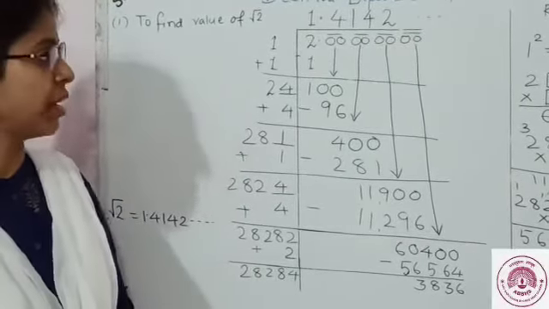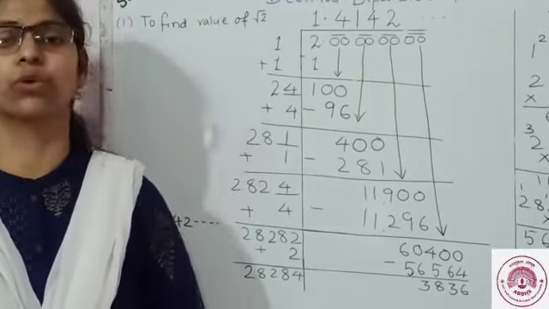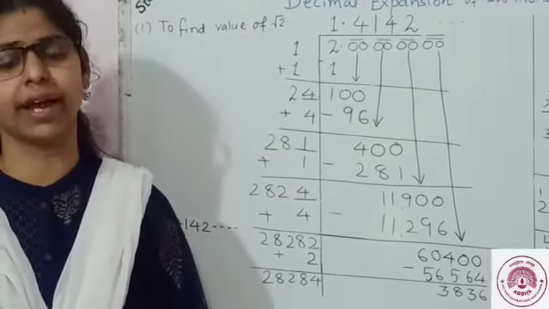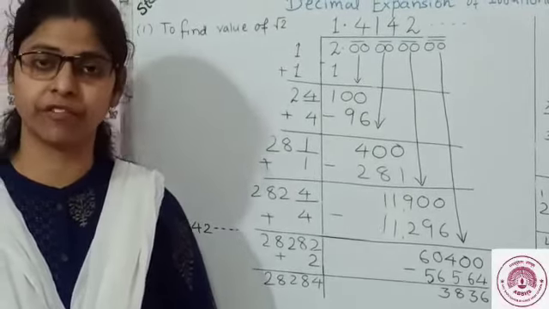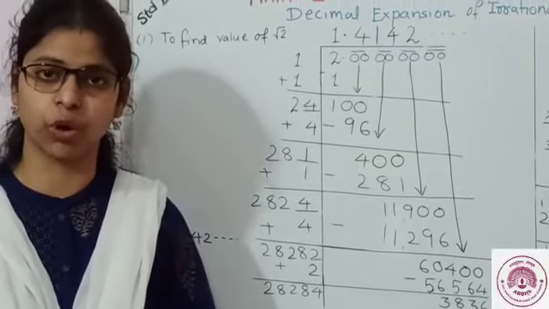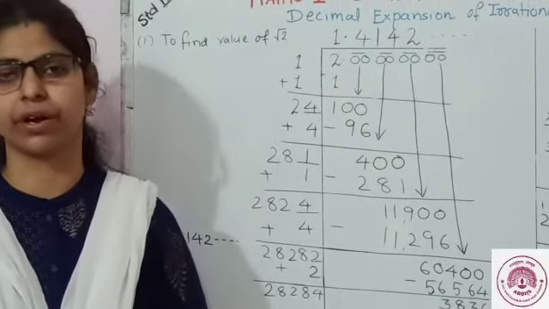Similarly, you can find out the value of root 3, root 5, root 7, root 10 and so on. That means we can find out the square root of all the non-perfect square numbers.